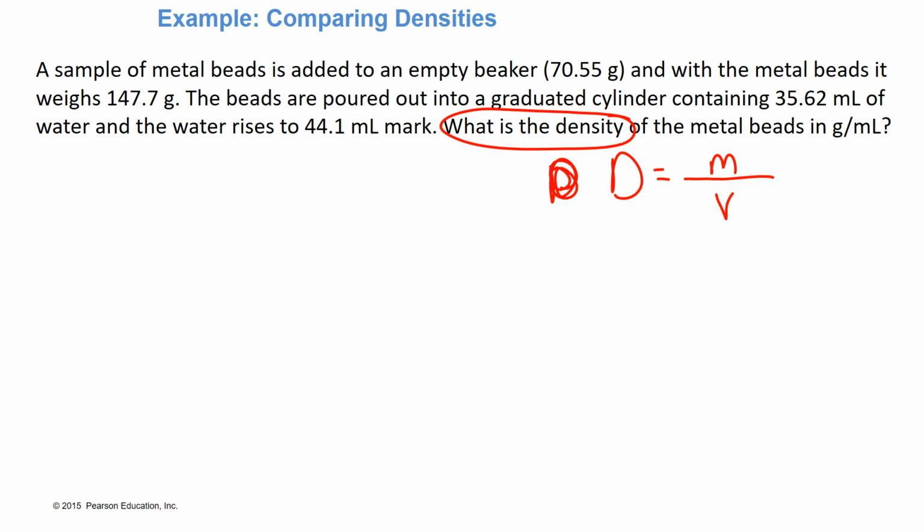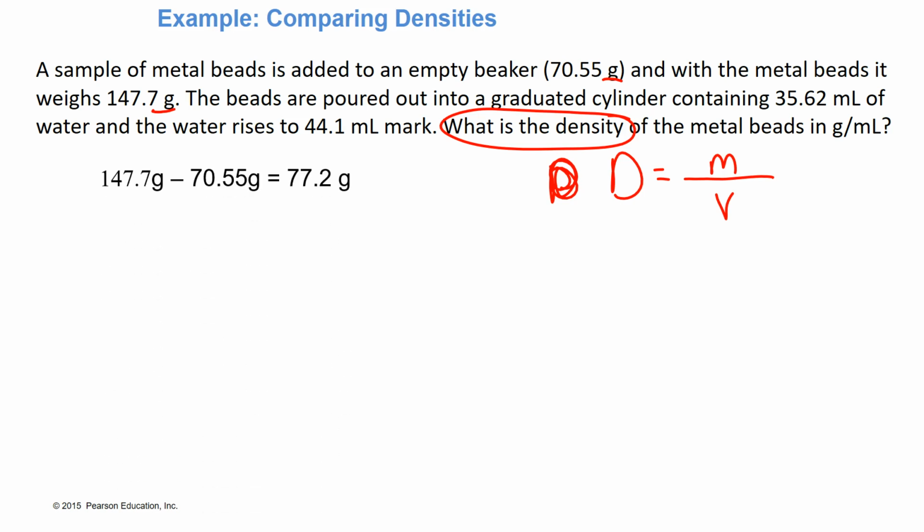Okay, so what numbers am I using for the masses? 147.7 and 70.55. What about those numbers tells us it's a mass? The grams. All right, so when we see grams, we should automatically associate that with a mass. When we see something like milliliters or centimeters cubed, we're going to associate that with a volume. If I saw grams per milliliter, I'm going to associate that with a density.